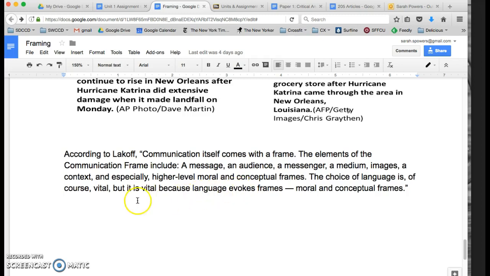So hopefully that makes sense and gives you some information, and you can use any of this as evidence in your paper for this unit too.